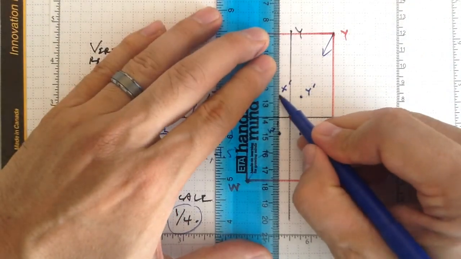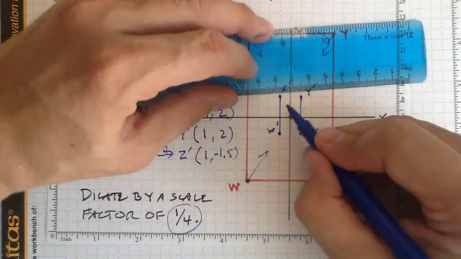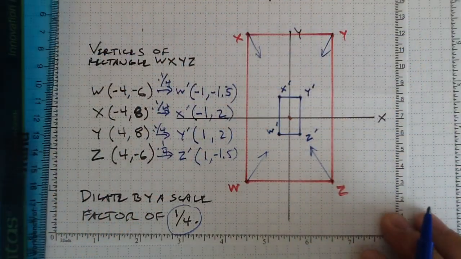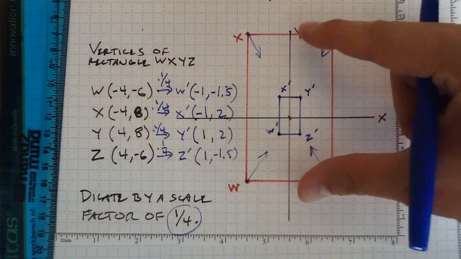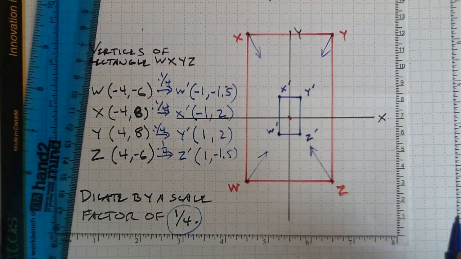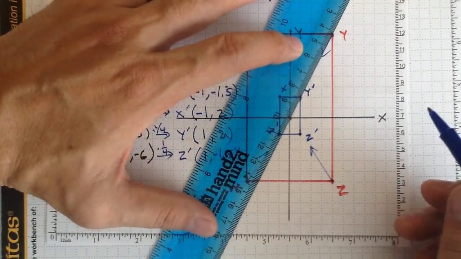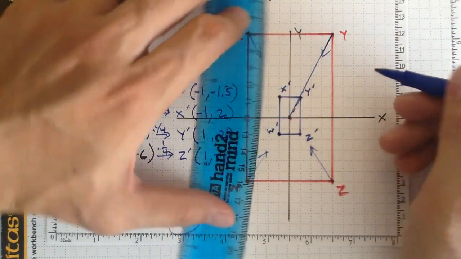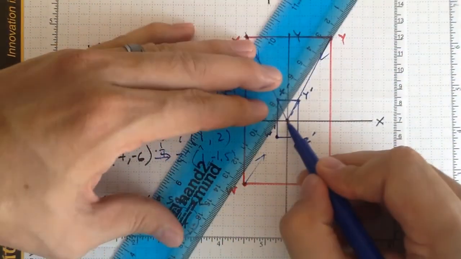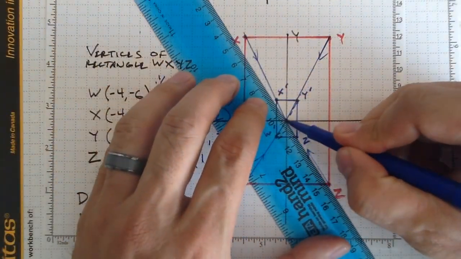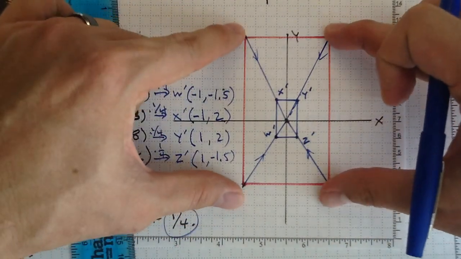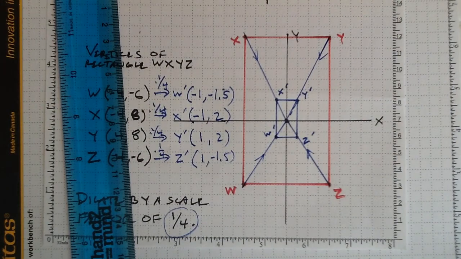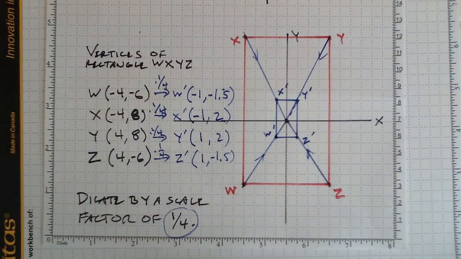So if I join it together, what I should get is a similar rectangle. And the similar rectangle is 1/4 the size of the original. All right, it's 4 times shorter this direction, and it's 4 times shorter this direction. And if we just want to double check, like we said, we can always take our ruler, line up Y and Y prime, and that should be in a direct line with the origin. So all these do that. X and X prime, W and W prime, Z and Z prime. And we'd see how everything just kind of shrunk along those lines until we got 1/4 the size of the original. Okay, so that's how you reduce or enlarge with respect to the origin.